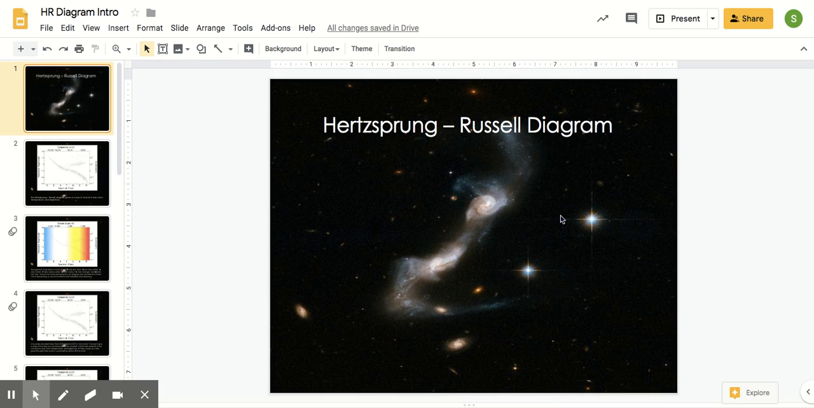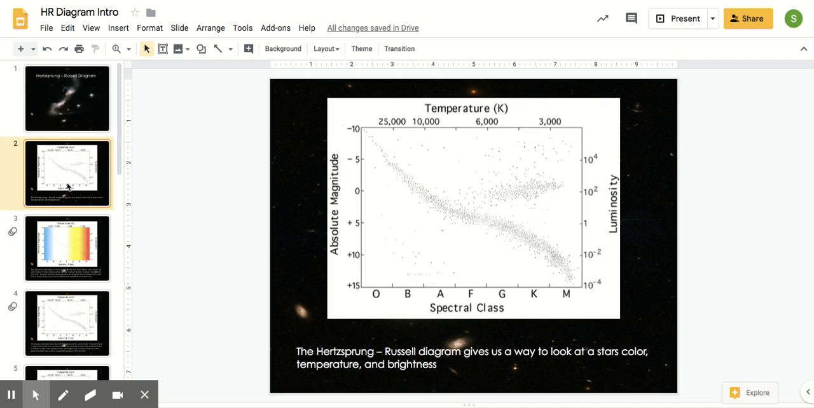Today we are going to talk about a Hertzsprung-Russell diagram, or HR diagram for short. This diagram is essentially a graph that is used by astronomers to compare stars to each other and see roughly what life cycle stage they are in. So here's what a basic HR diagram looks like.